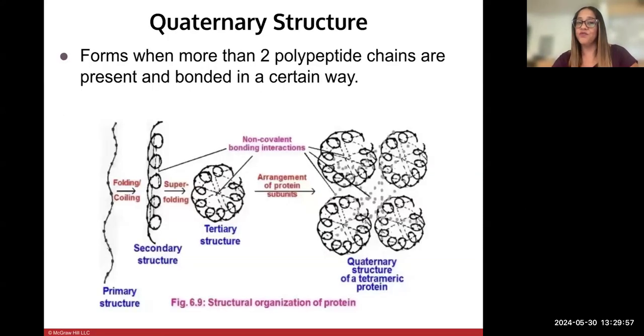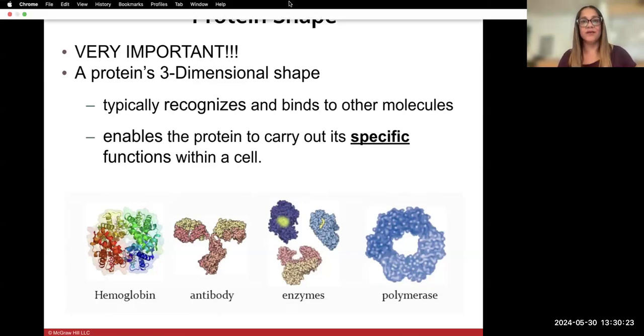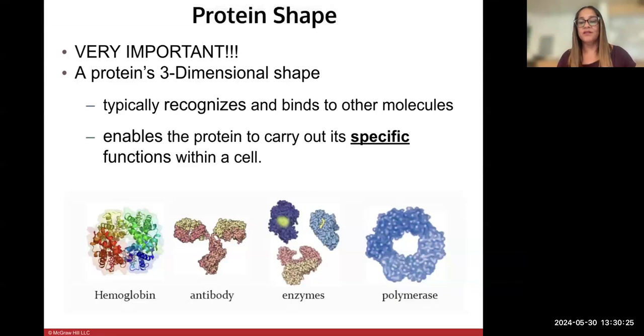And then the quaternary structure forms when more than two polypeptide chains are present and bonded in a certain way. Its shape is very, very important. It typically recognizes and binds to other molecules depending on its shape and enables the protein to carry out its specific functions within a cell. Every single protein has one specific function within our cells. It's important that those maintain the right shape, or else the function just flies out the door.